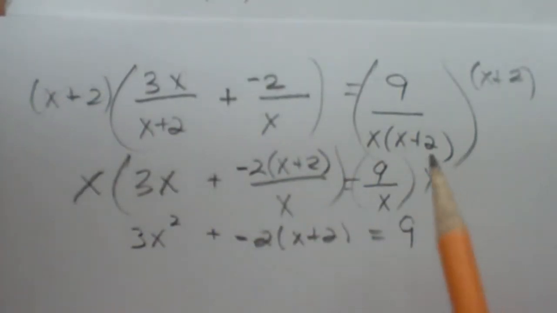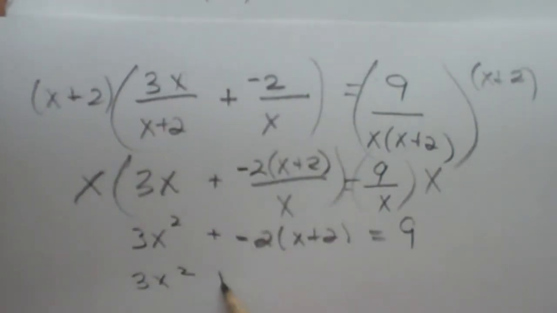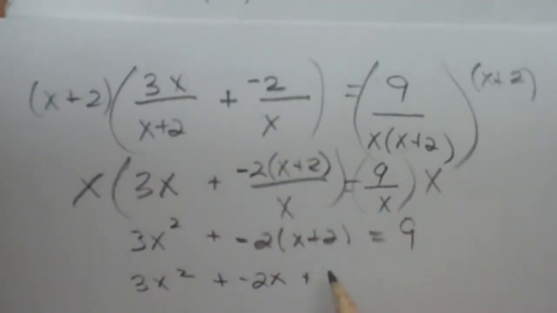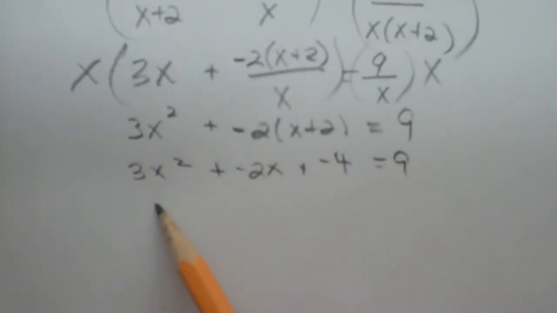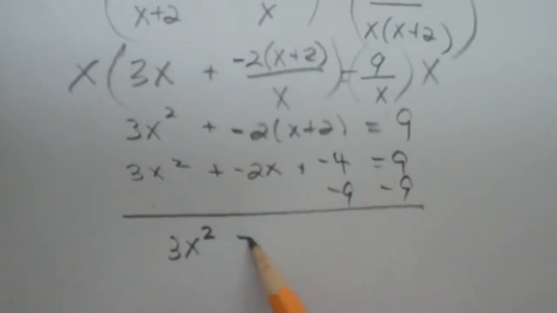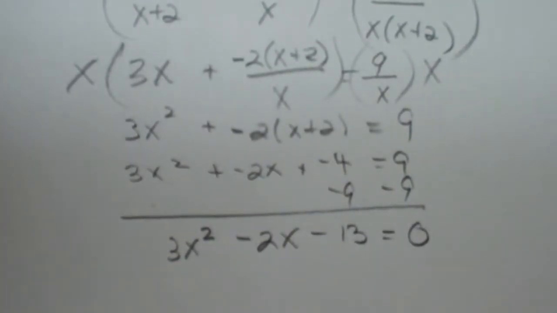Let's distribute, and then set this equal to 0. So we have 3x squared plus negative 2 times x is negative 2x, plus negative 2 times 2 is negative 4, is equal to 9. We keep on going by getting this quadratic equation equal to 0, so that we can solve it by factoring or by using the quadratic formula. So we'll subtract 9 from both sides, and we have 3x squared minus 2x minus 13 is equal to 0.